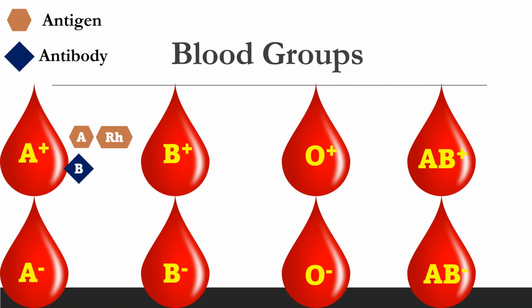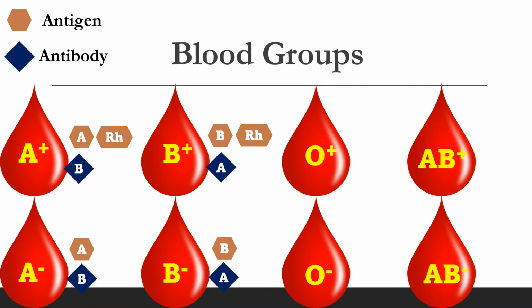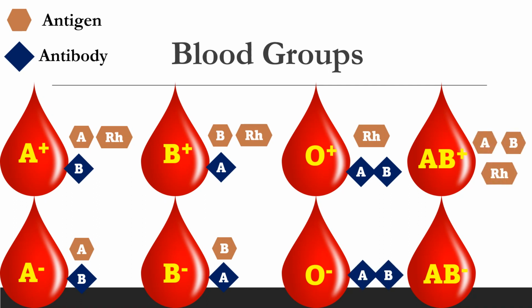If antigen A is present, it is called A. Similarly, in the case of A plus and A minus, the only difference is in their Rh factor. Similarly, in the case of B, we have antigen B and antibody A, and when Rh is present, it will be B positive. Whenever B antigen is present and Rh is absent, it will be called B negative. Similarly for O and AB.